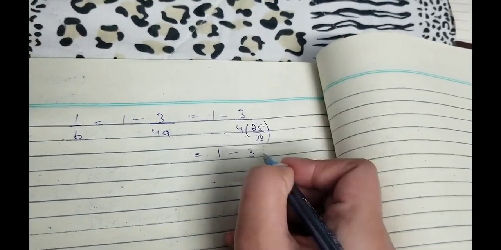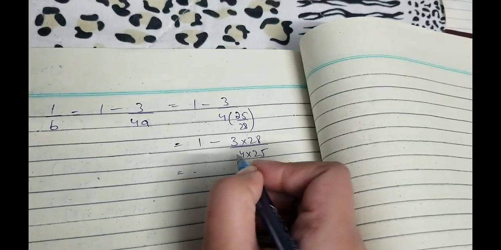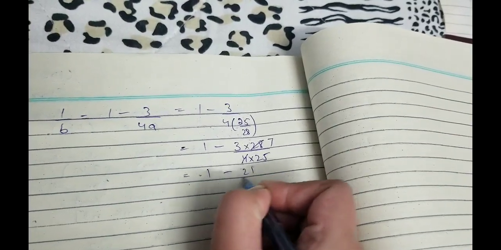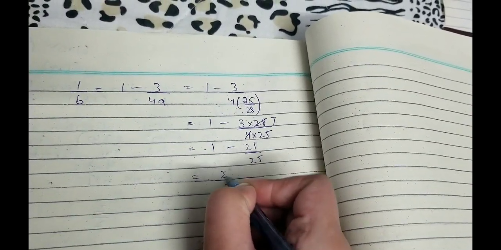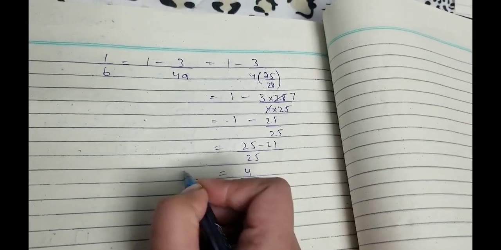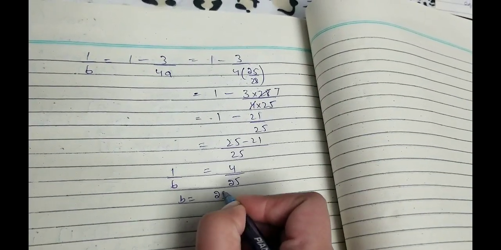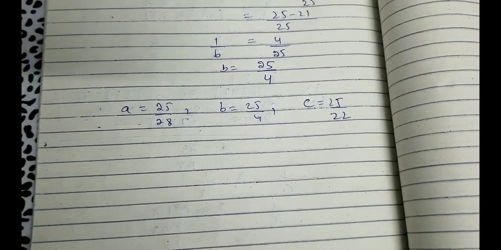1 minus 3, 28 goes up. 4 ones are 4 and 4 sevens are 28. 1 minus 21 divided by 25, taking LCM, 25 minus 21, which gives us 4 over 25. 1 over b is 4 over 25, and b will be equal to 25 over 4. So these are the final intercepts that we got for the plane.